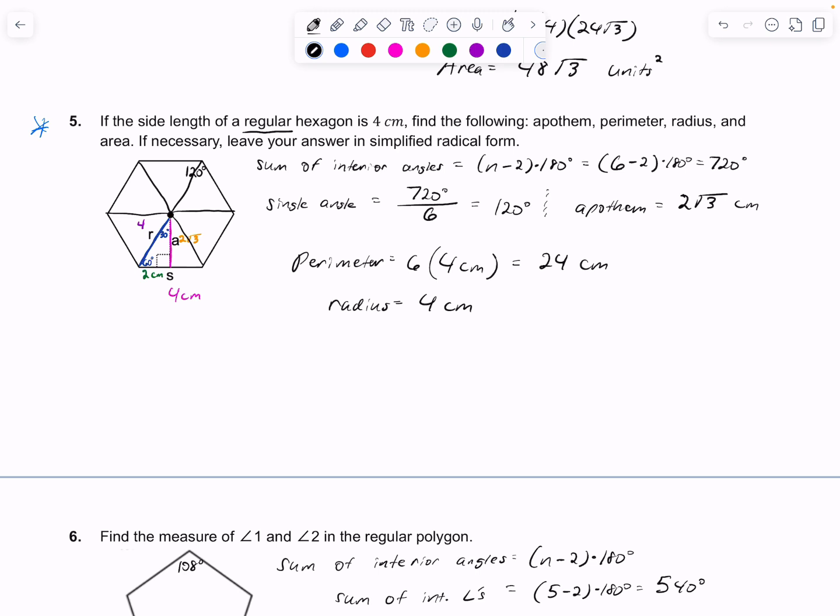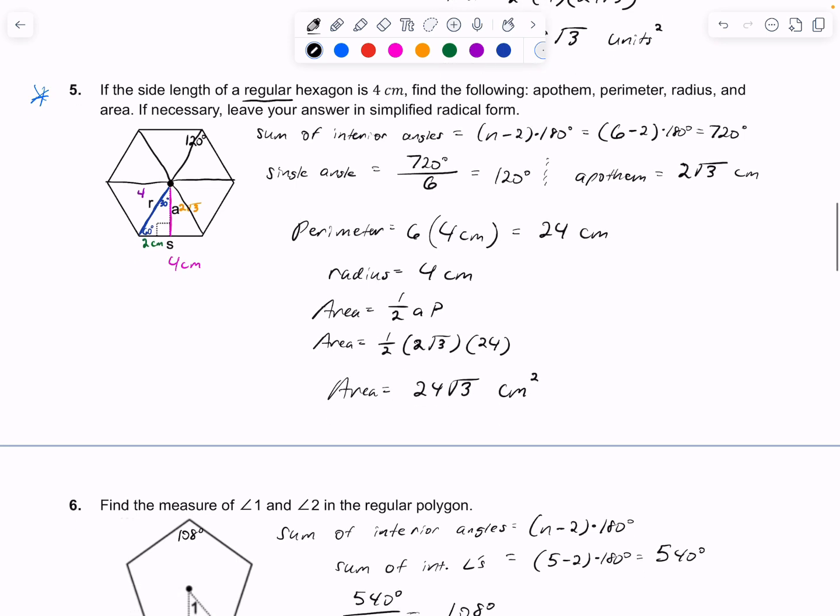And then finally, let's find the area using our new formula, 1/2 times the apothem times the perimeter. So that's 1/2 times the apothem, which is 2 root 3, times the perimeter, which was 24. So our area is going to be equal to half of 24, which is 12, and 12 times 2 root 3 gives me 24 root 3 centimeters squared. All right, so that is it for the regular hexagon.